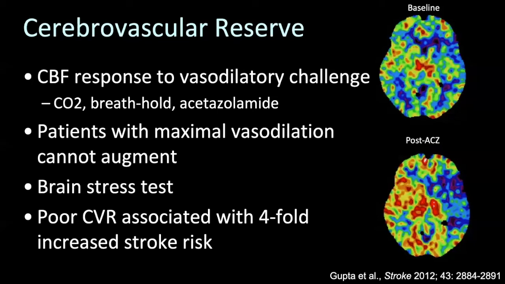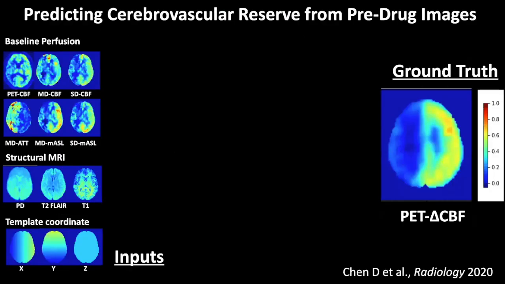Now, the reason this is important is because you may look fairly normal at rest, such as this patient, but if I give you a challenge, you may not be able to increase the blood flow in the areas where you're already maximally vasodilated. So this is essentially a brain stress test, very similar to a cardiac stress test. And the reason that it's important is because if you have poor reserve, you have a higher risk of cerebrovascular disease in the future. So this may allow us to be more aggressive in these patients in terms of treatment and reduce their risks.